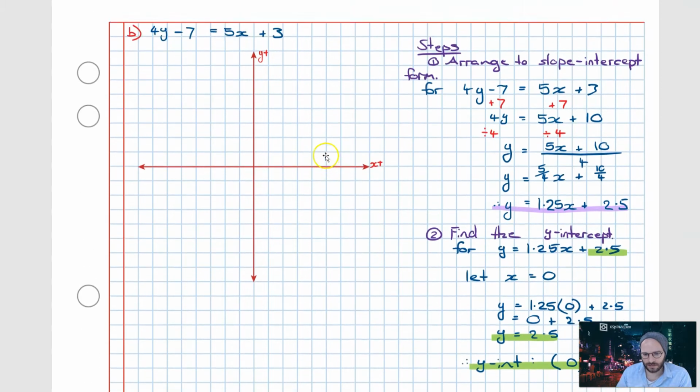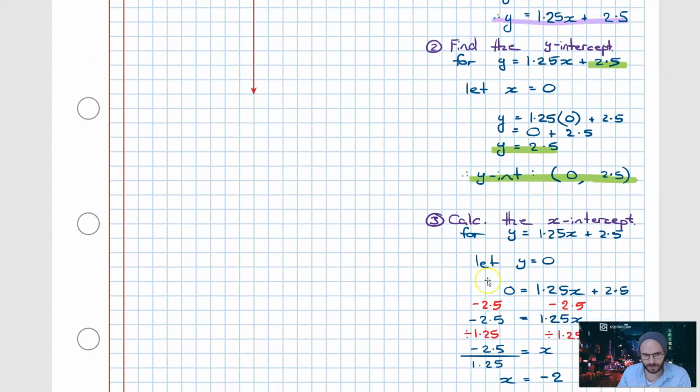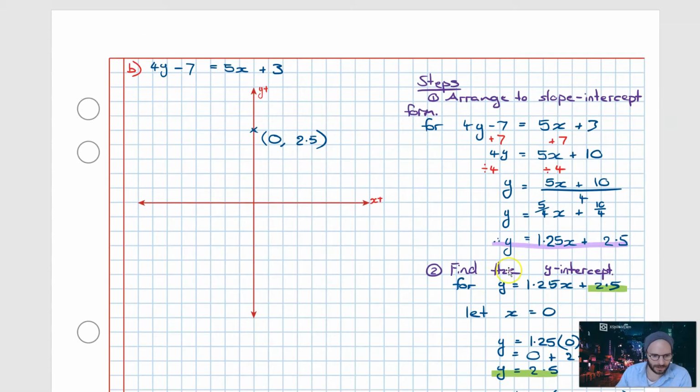So our first intercept is the y-intercept. It's at 0 and 2.5. So we'll go 1 to 2.5. And then our x-intercept is at negative 2 and 0. So double spacing again, we'll go minus a half, minus 1, minus 1.5, minus 2 as such.